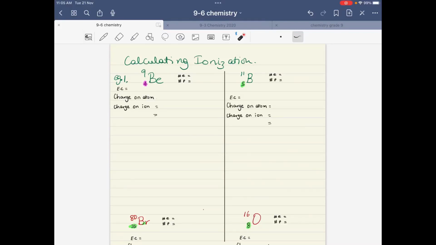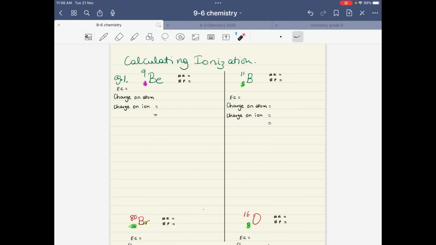Okay, so now we have been looking at the rules that govern ionization, also known as the octet rule. Now we are going to apply all of that information from last class into some calculations. There are two things we are going to determine today: first, whether an element is going to lose or gain electrons during ionization, and second, the charge on the ion that is formed after ionization.